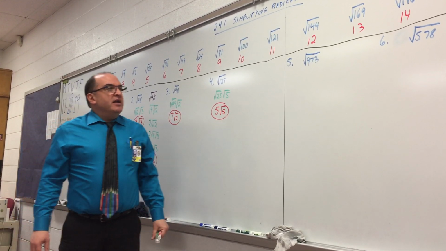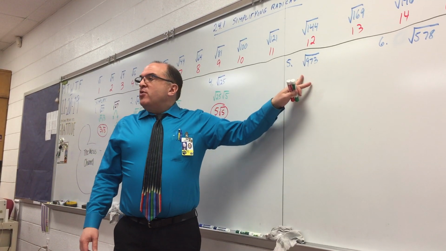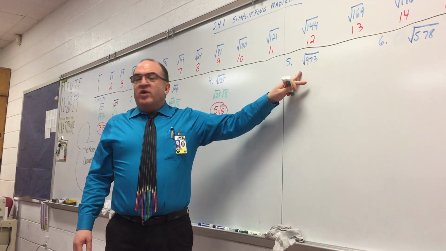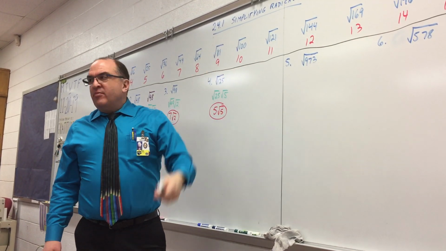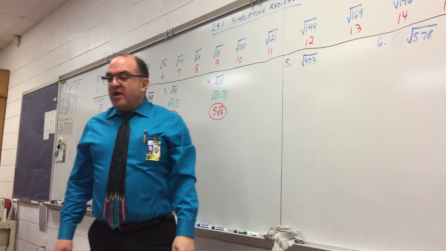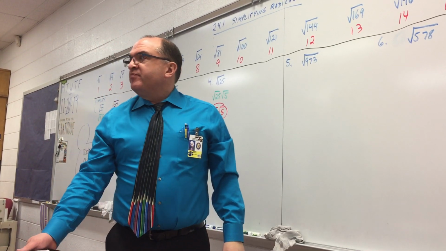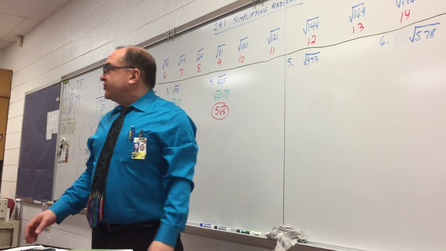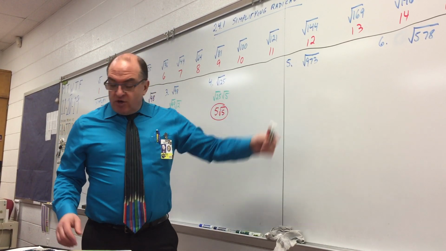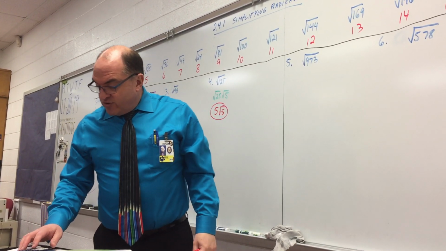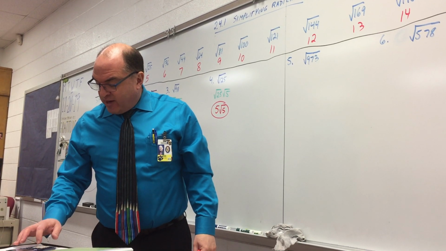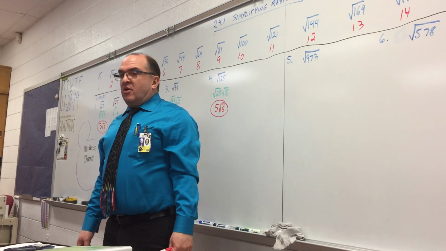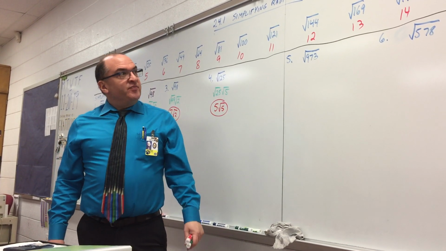Now is the point where you start guessing. 973. Pick a number, a perfect square, that you think might go into 973. Seriously, just guess. 36, okay? So on your calculator, would you do 973 divided by 36? And do you get a whole number? No. So pick another one.